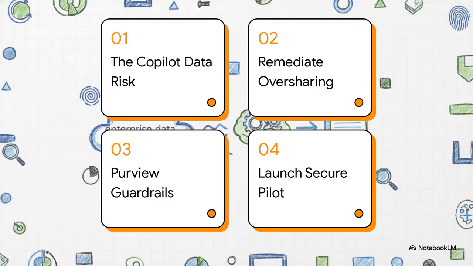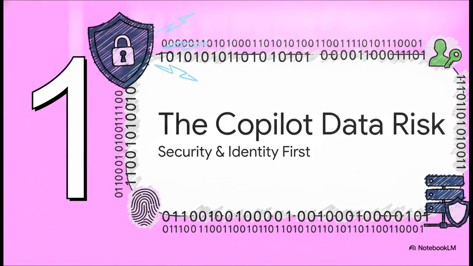So to fix this, we need a clear roadmap. We're going to cover 1. The Copilot data risk. 2. Remediating SharePoint oversharing. 3. Configuring Purview guardrails. And 4. Launching a secure pilot. Let's get into it. Starting with Section 1, the Copilot data risk.